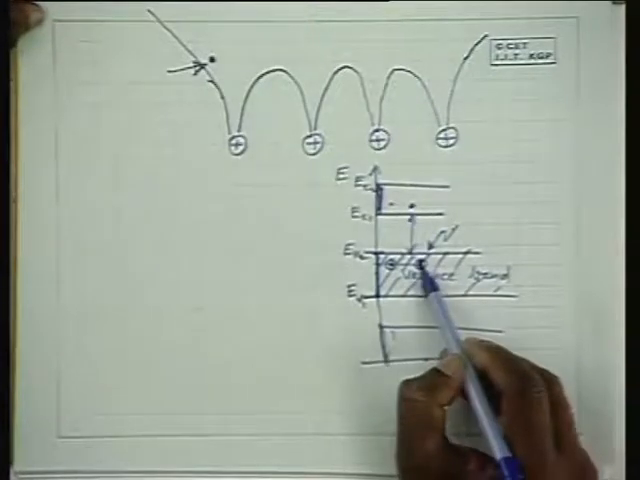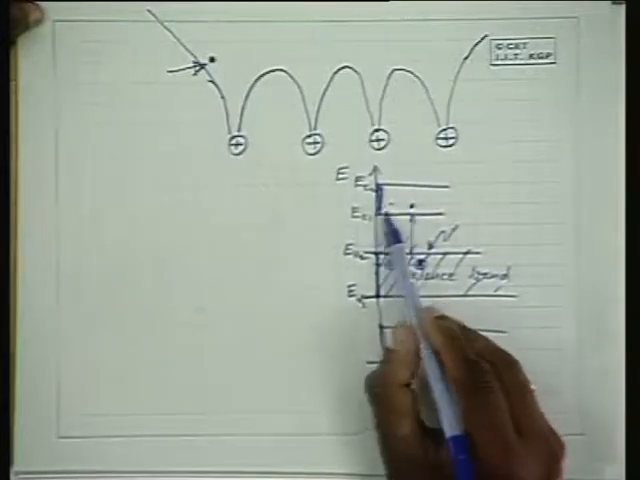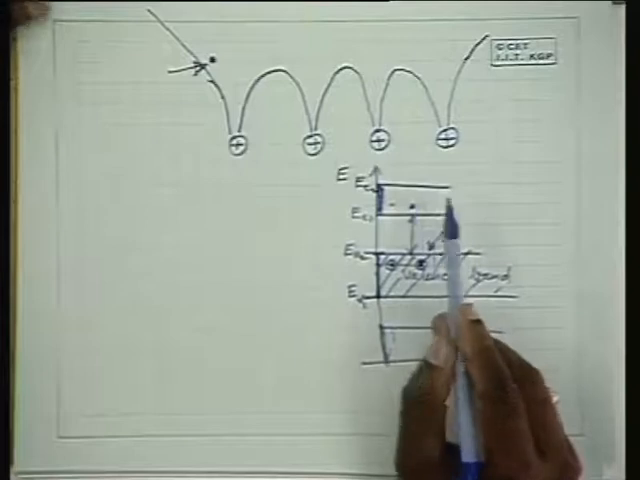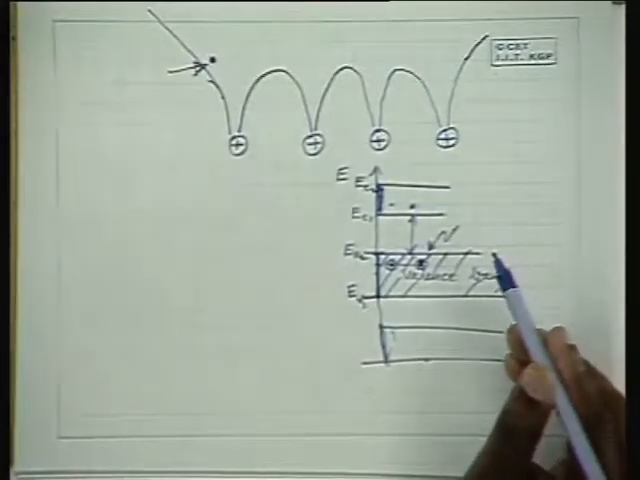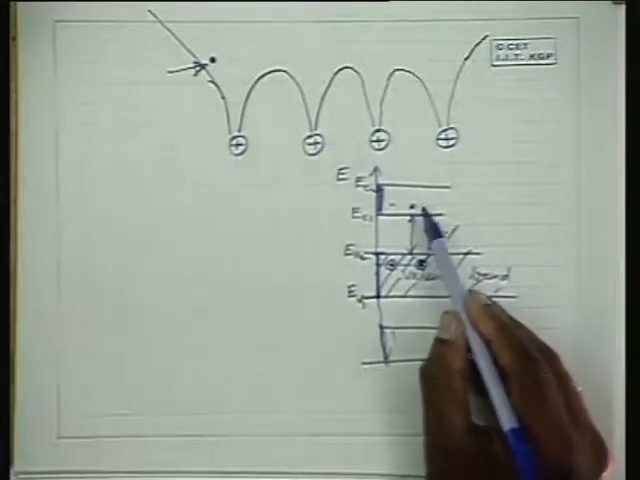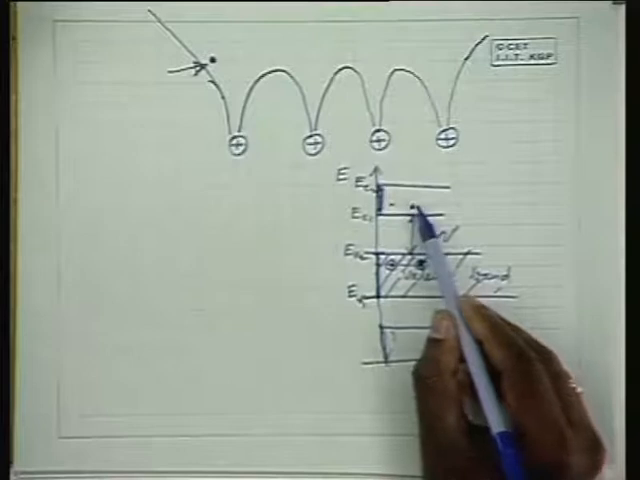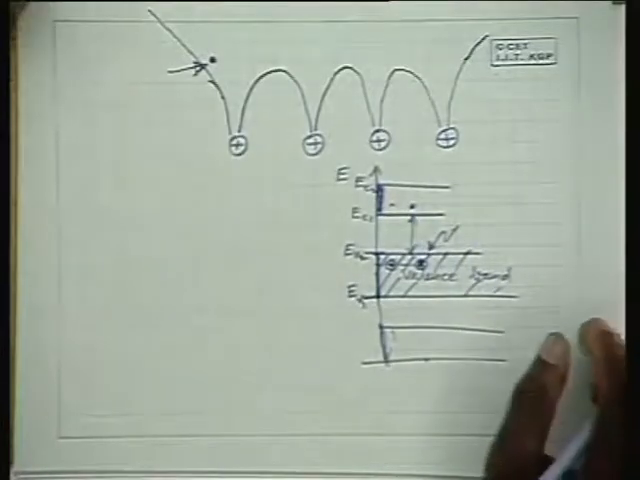So when a valence electron goes into the conduction band, that means when some energy is applied to it, it is available for moving under external force. So as the temperature rises, some of the electrons go to the conduction band and they move. I will discuss further about it a little later.